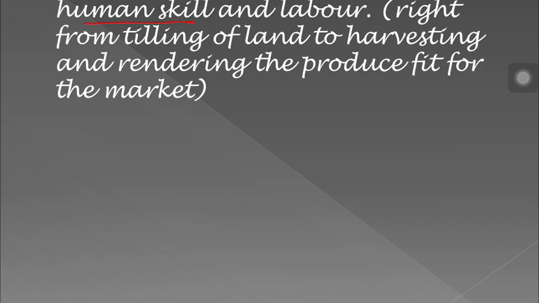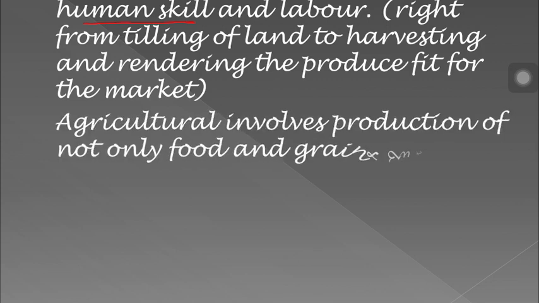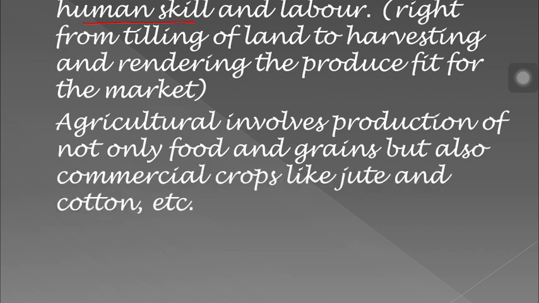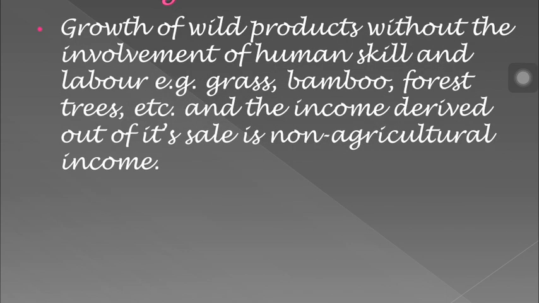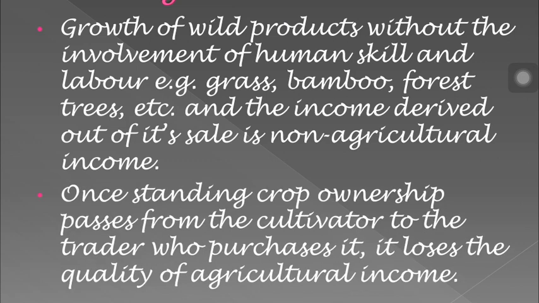Okay, so for an income to be an agricultural income, the land has to be situated in India. The land should be used for agricultural purpose. And human skill and labor are required. Agriculture involves production of not only food and grains but also commercial crops like jute and cotton, etc. Let's see what all are non-agricultural income.